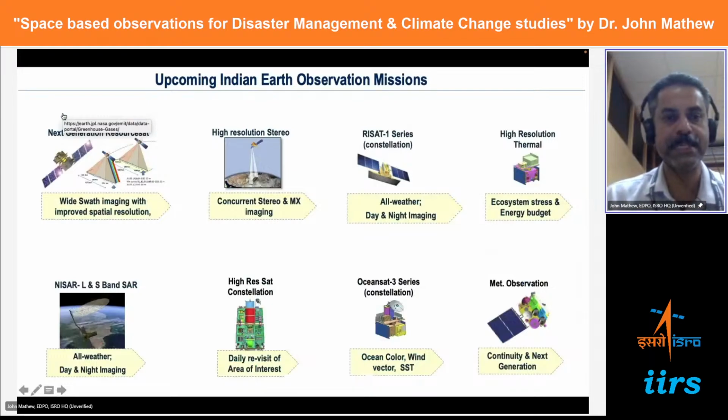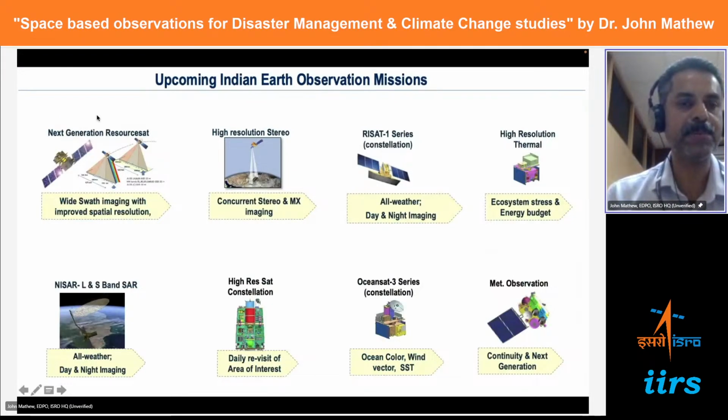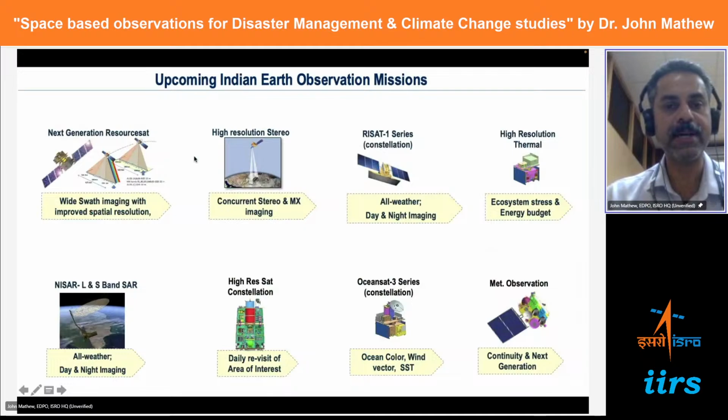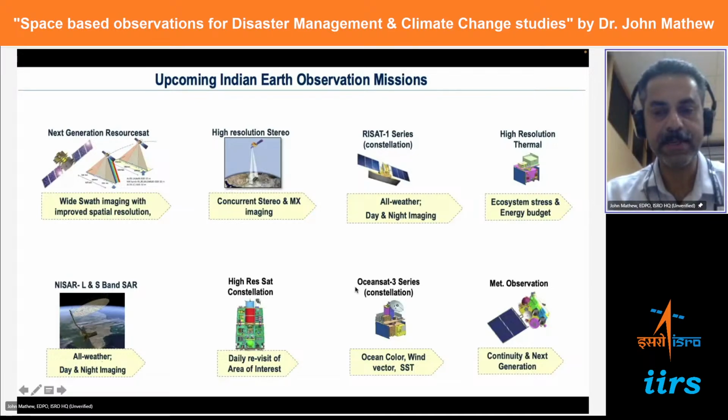I can also mention some of our upcoming satellites. I was telling you about the ResourceSat series, and we are going to have the next generation ResourceSat satellites. We are also going to have space-based stereo imaging, with next generation stereo imaging that will give about 1.25 meter resolution stereo images, so that you can generate a digital terrain model for the country. We are also anticipating a mission with NASA, the NASA-ISRO Synthetic Aperture Radar, or NISAR mission, which has both L and S band synthetic aperture radar payloads. This will give all-weather, day and night imaging of the whole country every 12 days.